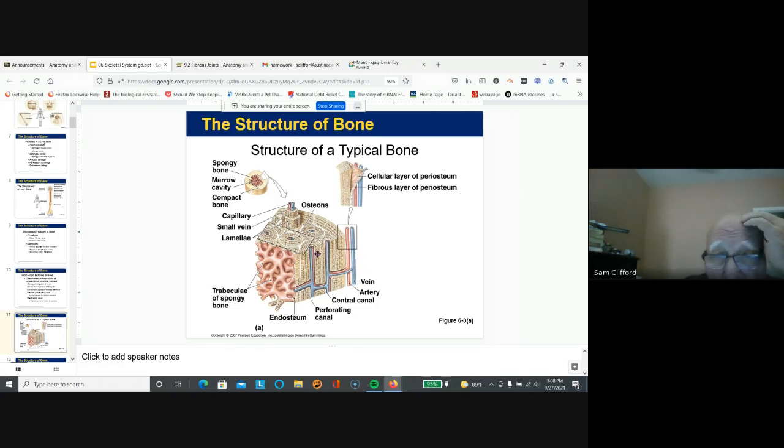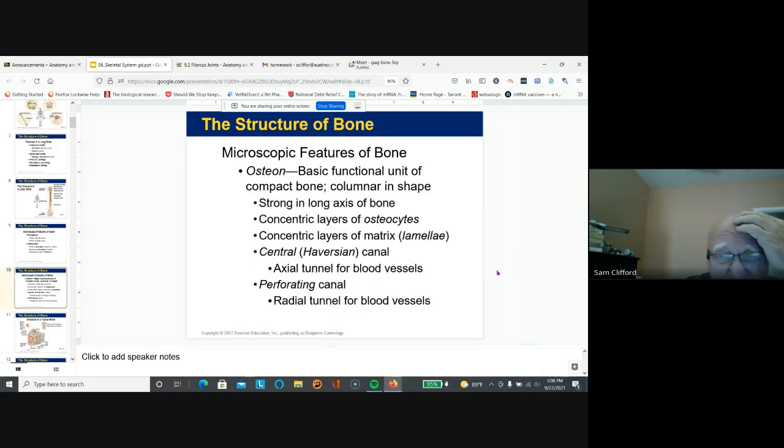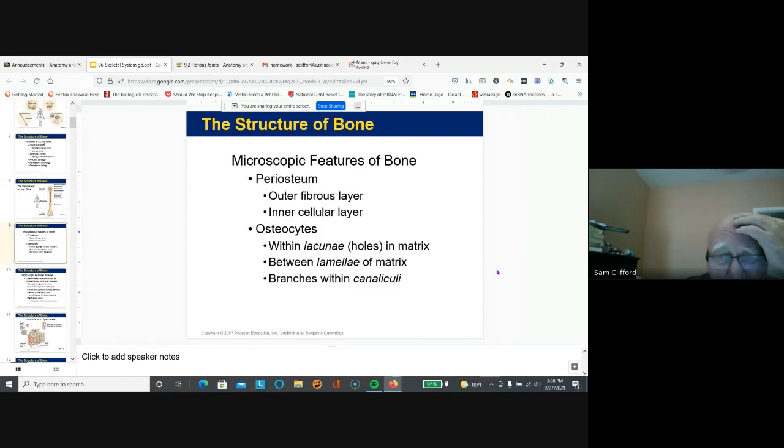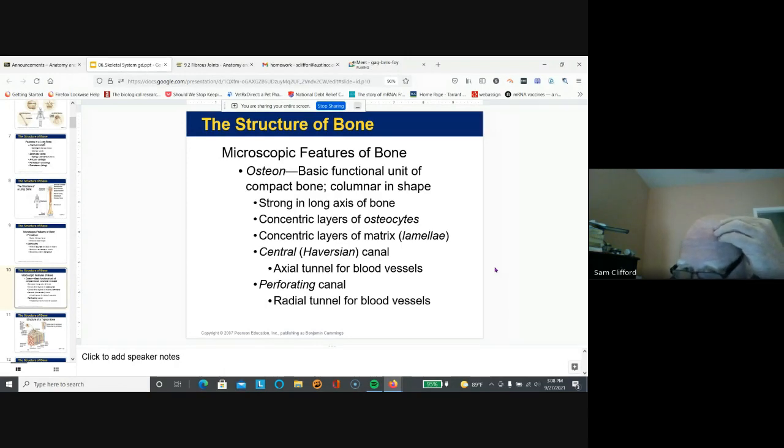So each of these little columns is called an osteon with a central canal. The central canal has nerves, veins, capillaries. Each of these layers is called lamella. Lamellae is plural. Spongy bone is made out of little beams. Okay, so make sure you know this fine structure of bone. And back here, you know the parts of a long bone.